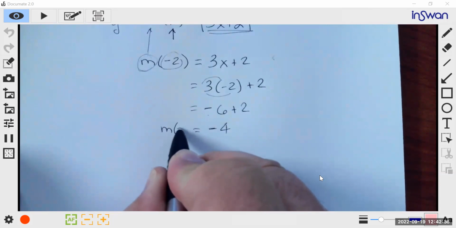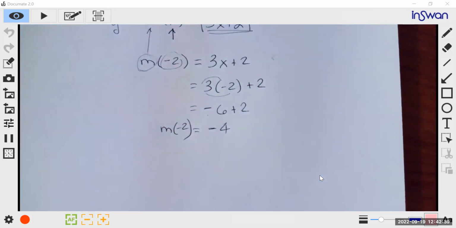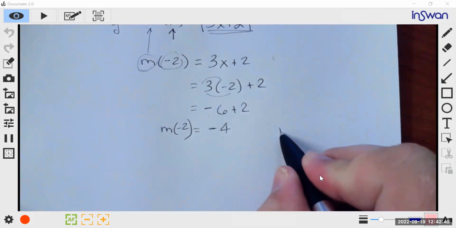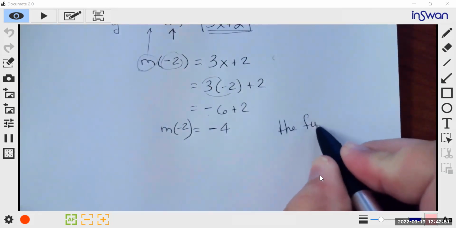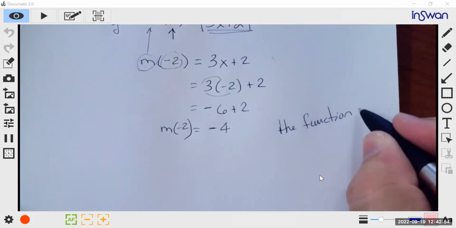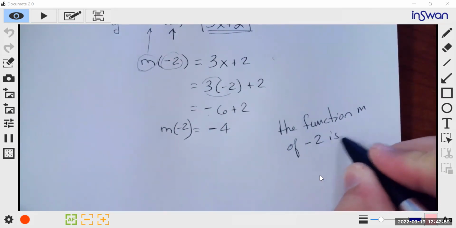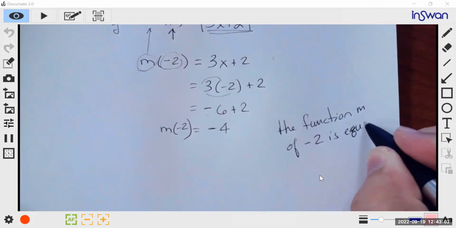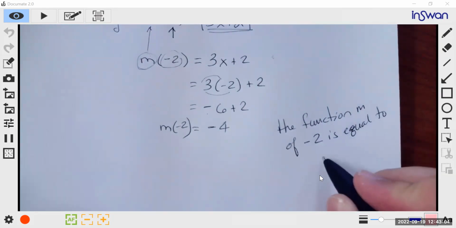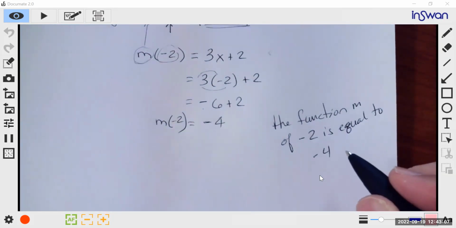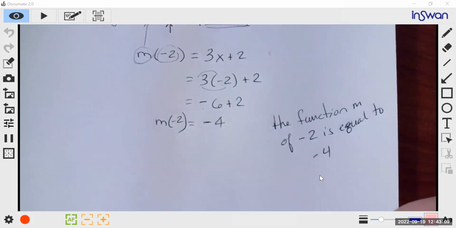So that's what it's telling us. Didn't we talk about this a little bit once before? Yeah. So this is read: the function m of -2 is equal to -4. That's how you would read it.